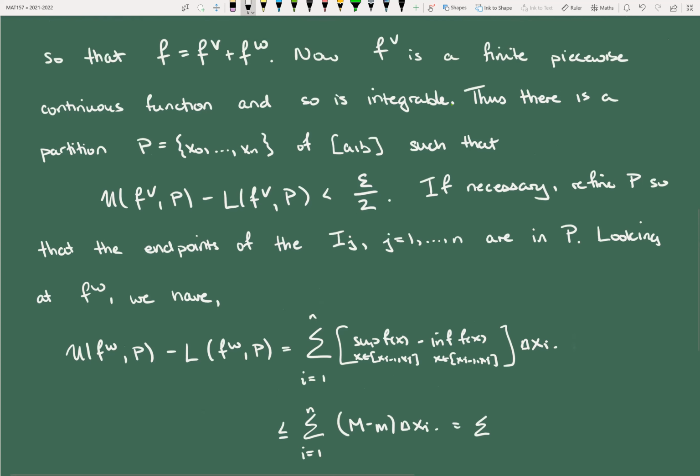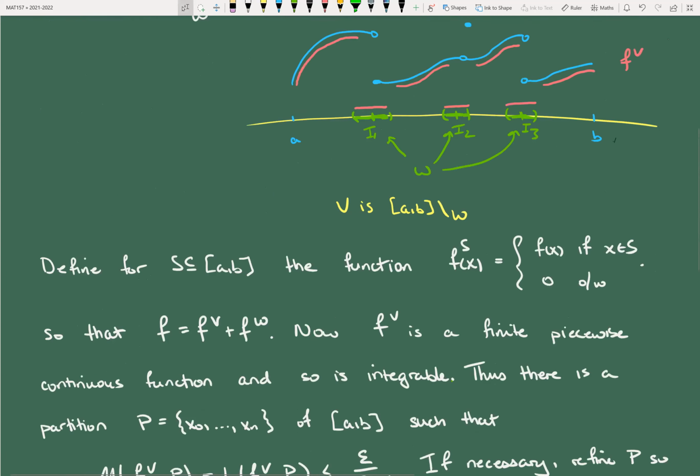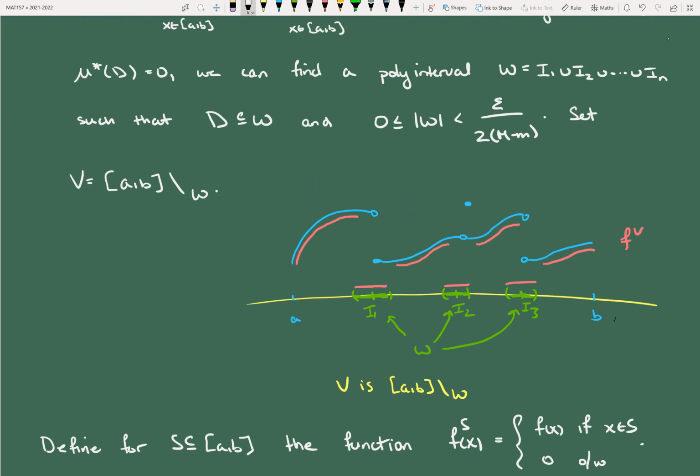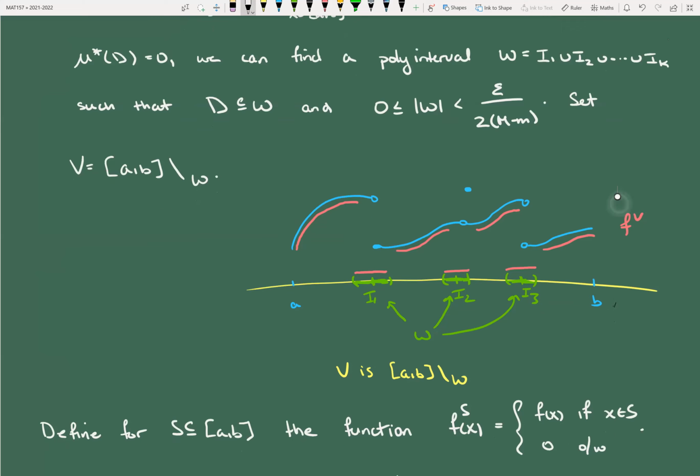Oh, did I use n twice? Hold on, let me just double check. Yeah, I used n here. So probably this will do less damage if I just change this to k. Okay, so let's say that there are k intervals in W. That's what I'm changing right here, because I used n twice.